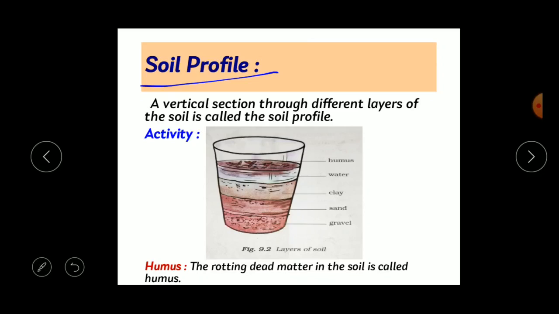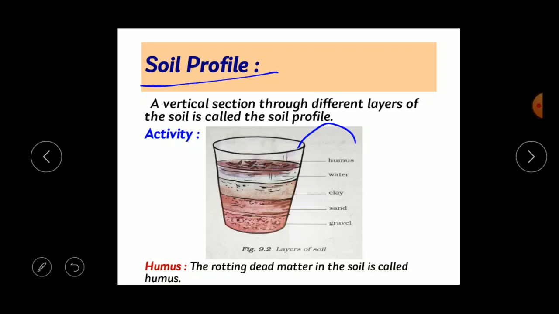Now let's do one activity before knowing the different layers of a soil. First, you have to take a little soil. Now take a glass tumbler, three-quarters filled with water, and then add a handful of soil into this tumbler. Then stir it well with a stick to dissolve the soil. Now just let it stand undisturbed for some time. Leave the glass without disturbing it for some time.